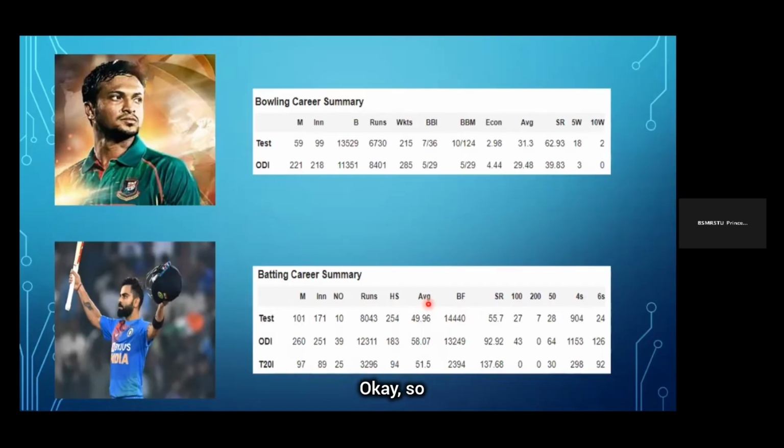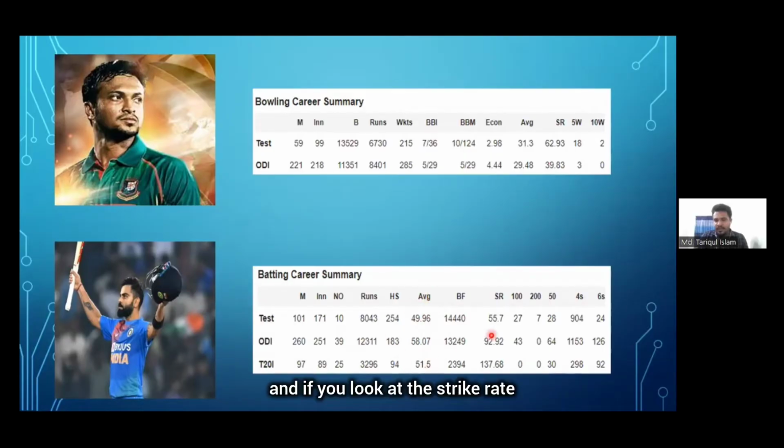Okay, and if you look at the strike rate, it is showing that after playing 100 balls he scores 55.7 in test. In ODI he has scored 92.92. In T20 he scored 137.68.